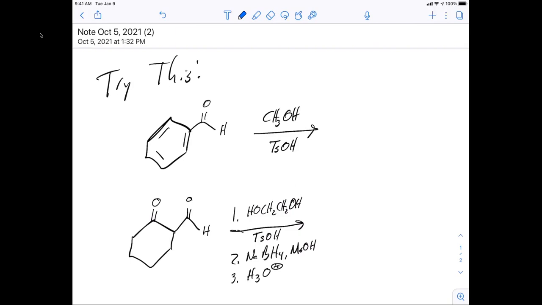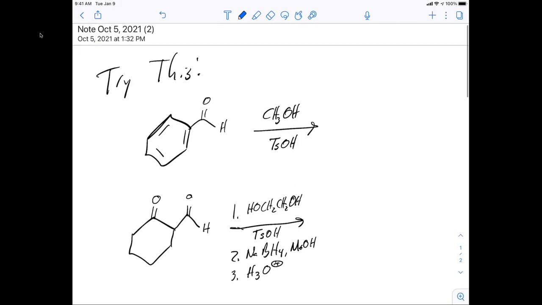Okay, let's go ahead and take a look. On the first one, we're doing methanol with a little bit of acid catalyst. This is going to give us the acetal. Okay, I'm going to go ahead and add that hydrogen. You don't have to show that hydrogen depending on the book. They won't show that hydrogen as you go from the aldehyde to the acetal.